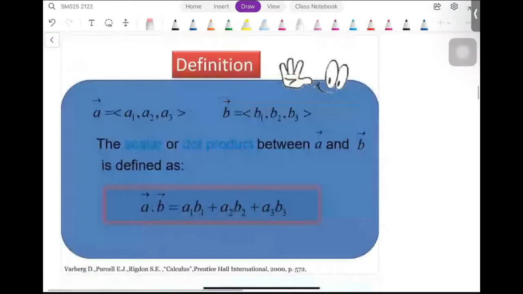By definition, the scalar or dot product between vector A and vector B is defined as A1 times B1 plus A2 times B2 plus A3 times B3, provided that A1, A2, A3, B1, B2, B3 are the elements of i, j, k in vector A and vector B.